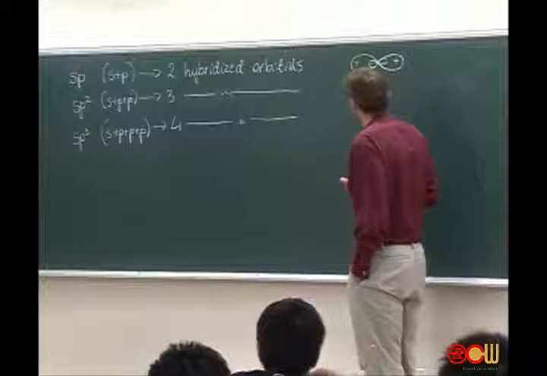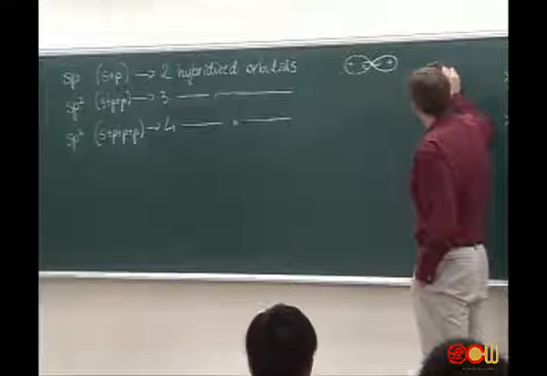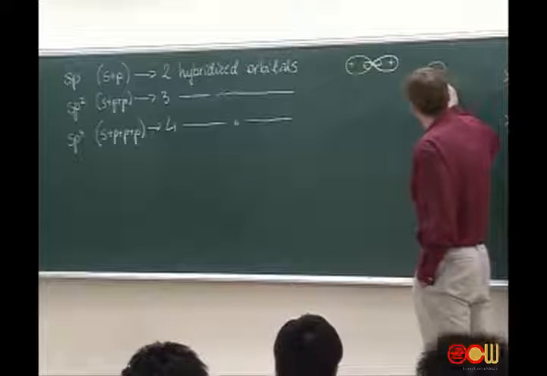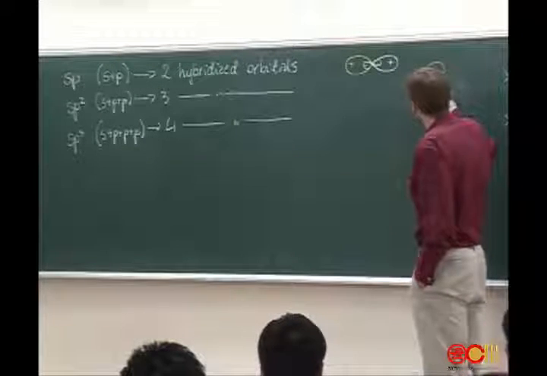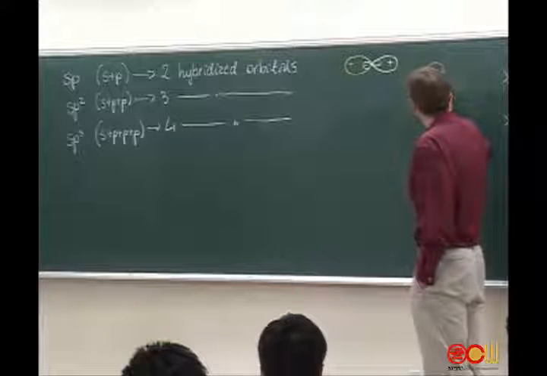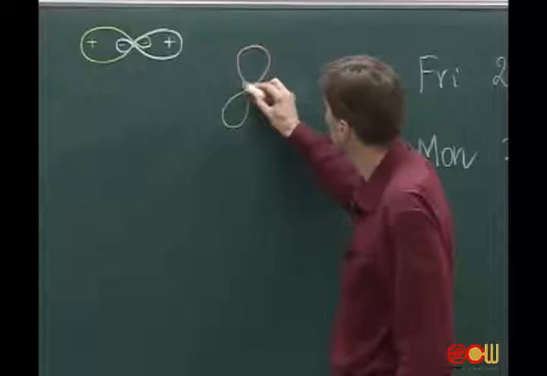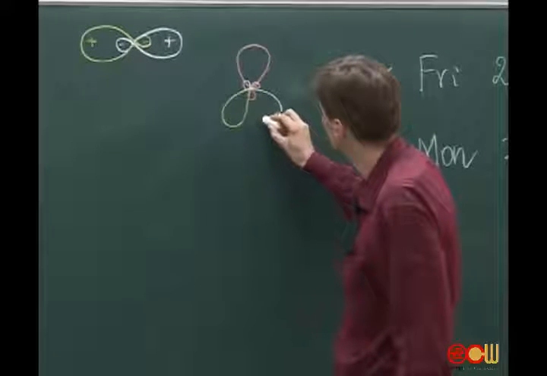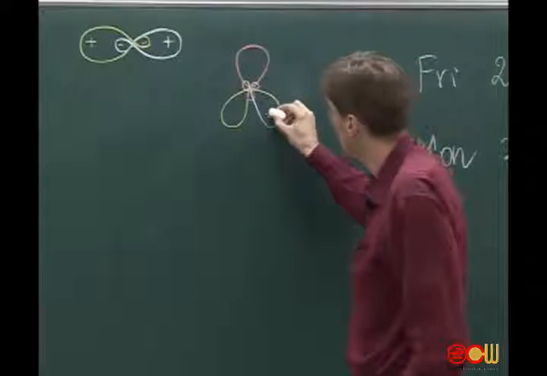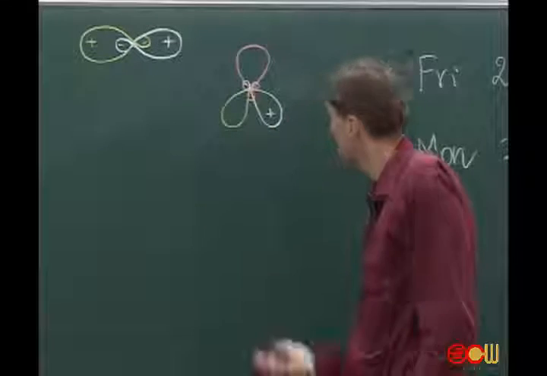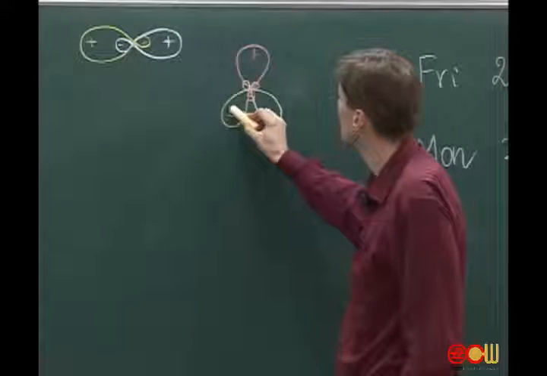sp2 hybridization happens when you have three orbitals. One of them looks like that, the other one like that, and there is one more. And again, one has a plus sign, minus, plus, minus.